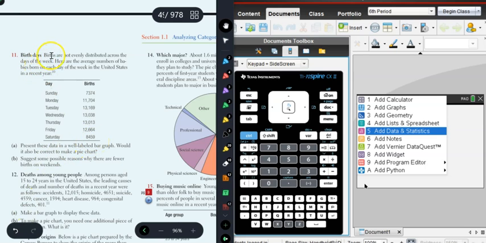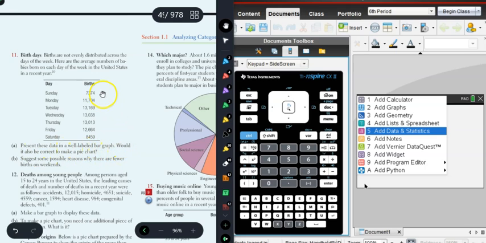First one is birthdays. Birthdays are not evenly distributed across the days of the week. Here are the average numbers of babies born on each day of the week in the United States in a recent year. So you see here you've got a day of the week, and you've got the number of births. So let's look at the questions. Present this data in a well-labeled bar graph, and would it be correct to make a pie chart?